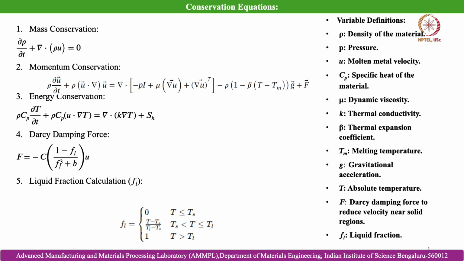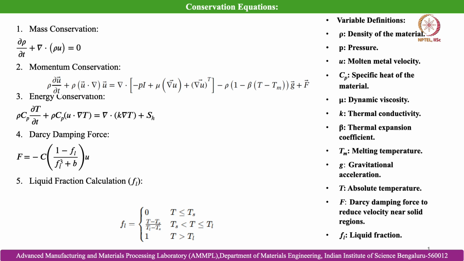Okay. And then number 2 is momentum conservation, which is rho del u del t plus rho u dot grad u is equal to minus grad p plus mu grad square u plus grad u transpose minus rho into 1 minus beta into T minus T m into g plus F. Here you can see that T m is the melting temperature and T is the absolute temperature, and P is the pressure. Okay. So, minus grad P is basically the pressure term.